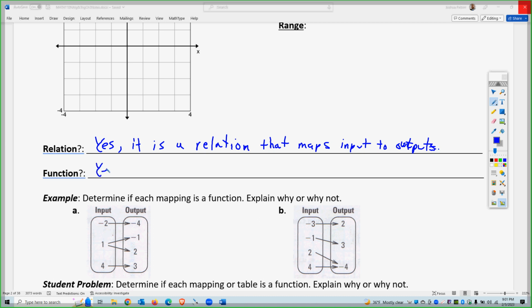So yes, because the inputs have exactly one output. Okay. If you put something in, you should know what you get out. You don't get 2 different things out when you plug it in.